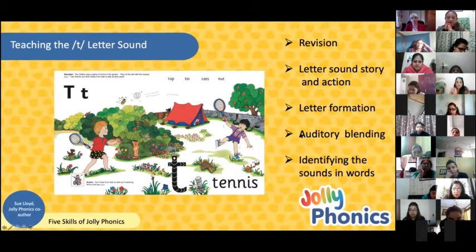Now, auditory blending, you do a bit more auditory blending. Can you see the t, e, n, t? And hopefully they'll see that it's tent. Or is there a t in teddy? Is there a t in cat? And where is it? Is it at the beginning? No, it's at the end. That's right.